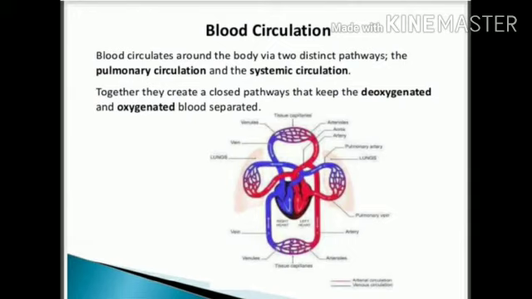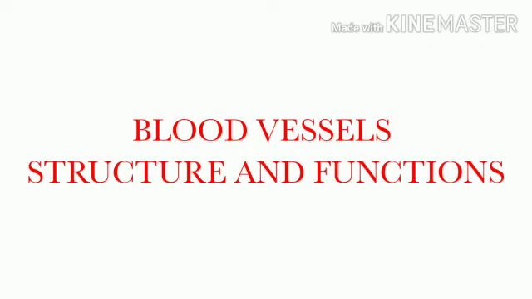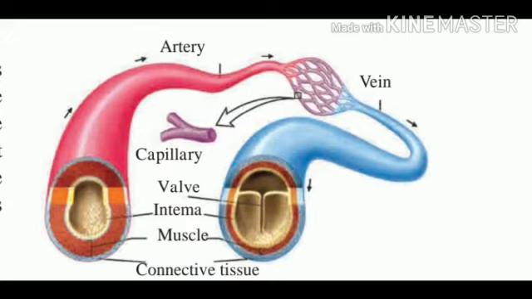Blood circulation. Blood circulates around the body via two distinct pathways, the pulmonary circulation and the systemic circulation. Together they create a closed pathway that keeps the deoxygenated and oxygenated blood separated. Blood vessels, structure and function. The heart is beating continuously. Due to this, blood continuously circulates through blood vessels.